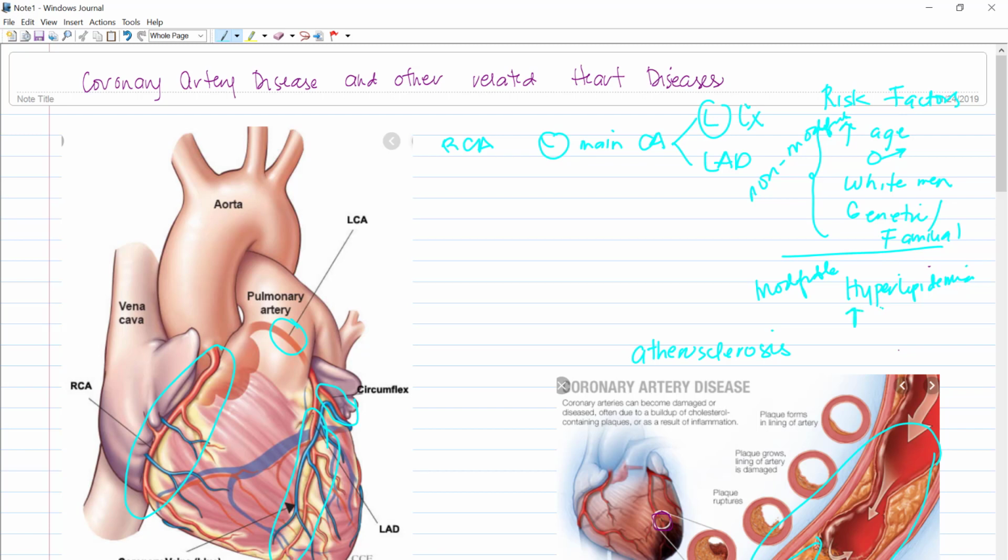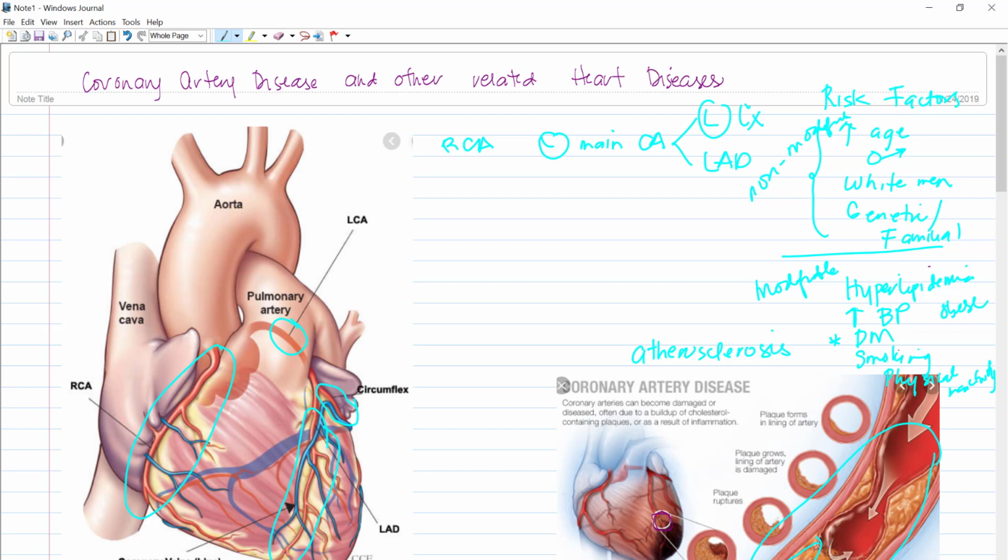Another one would be high blood pressure, diabetes, smoking, physical inactivity. So if your patient doesn't exercise or has a sedentary lifestyle, that is also one of the risk factors. Obesity. So if your patient is obese, that also predisposes them. Other contributing risk factors are fasting blood glucose, which is also one of the diagnostic tests that we do for diabetes mellitus.